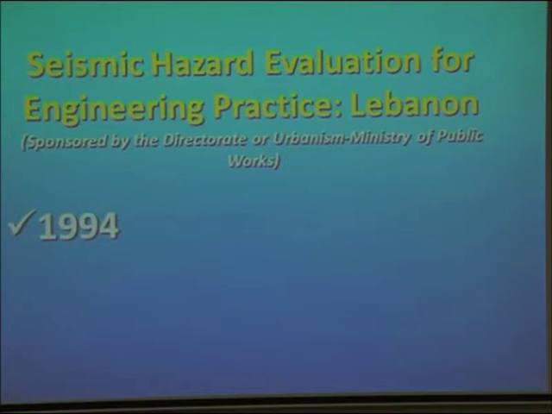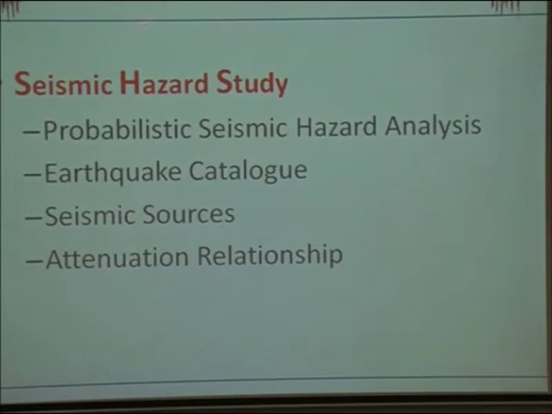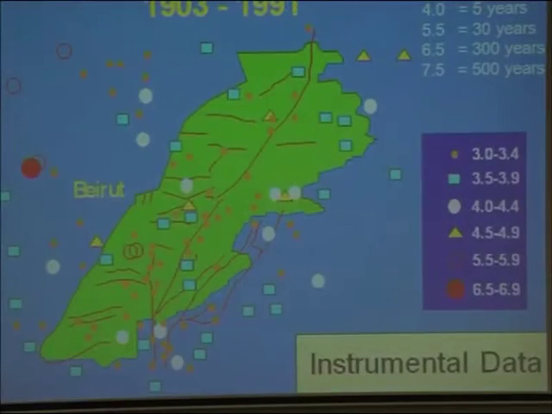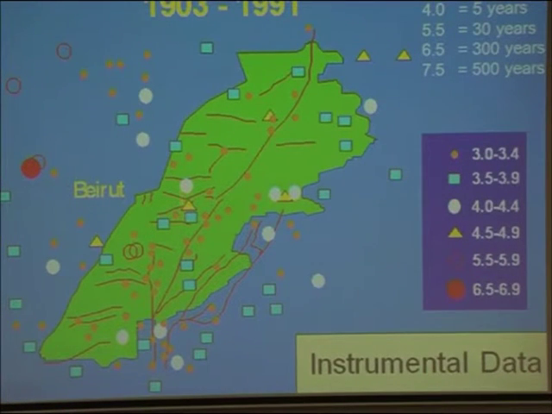So first in 1994 we conducted a seismic hazard study, probabilistic in its nature. It has to be probabilistic. We collected an earthquake catalog. We identified the seismic sources. We established attenuation relationships, the most applicable for the region we are studying, which is Lebanon. And again, this is what I've shown before. We collected instrumental data from 1903 until 1991. We got all this data which we need to understand the recurrence of earthquakes.